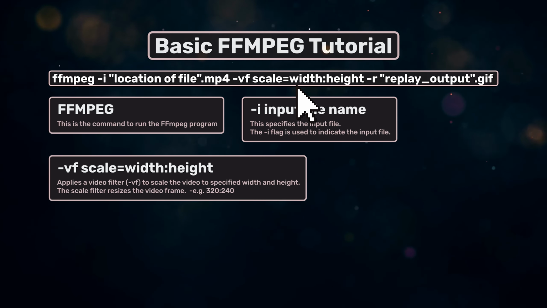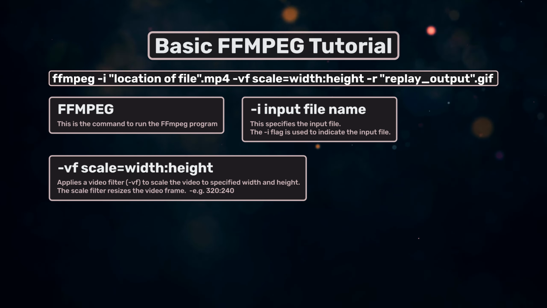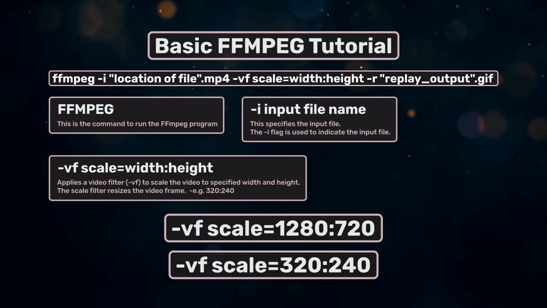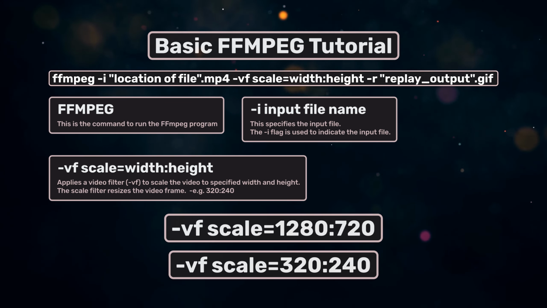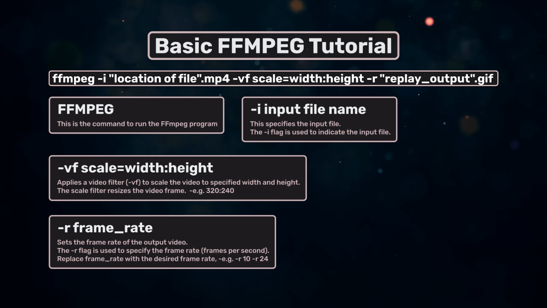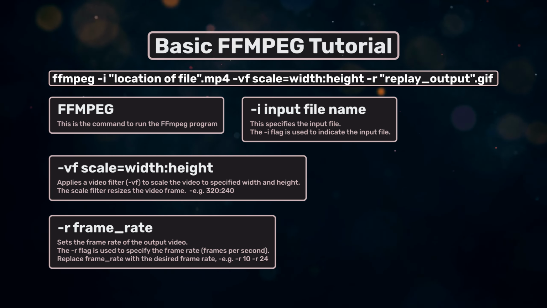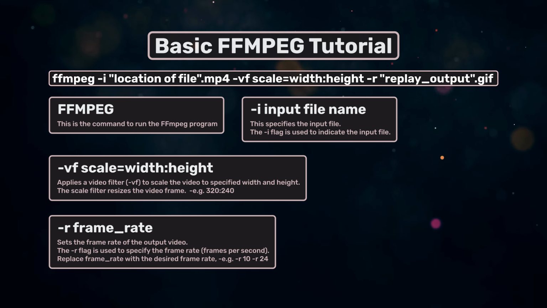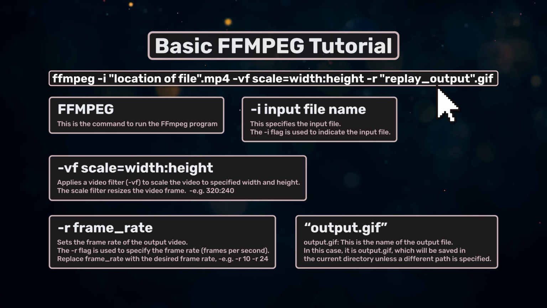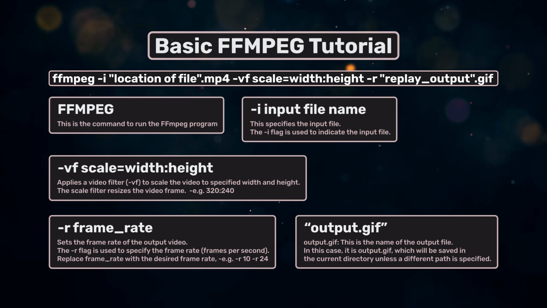-vf stands for the video filter, and the scale is to resize the video to whatever dimensions you want. So in this case, I put up some examples that are pretty good, like 720p, 480p, and 320 by 240. -r stands for the frame rate of the output, and then we put in a number of what our frames per second is. In this case, it's usually something around 24 or below. And then similar to the input command, we're going to put in where our output will be.